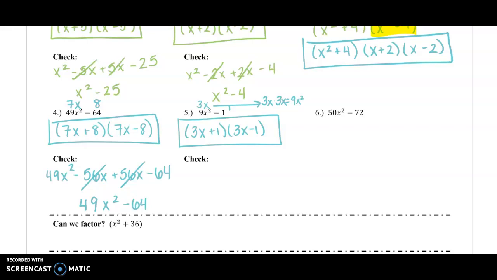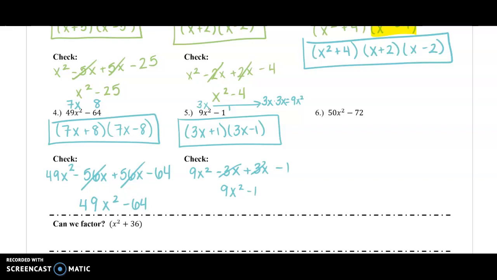Now, if you're not sure, you just FOIL. 3x times 3x, 9x squared. 3x times negative 1, minus 3x. 1 times 3x, plus 3x. 1 times negative 1, minus 1. Negative 3x and 3x cancel out. 9x squared minus 1 is what I'd be given. That's what I started with, so I know I did it correctly.